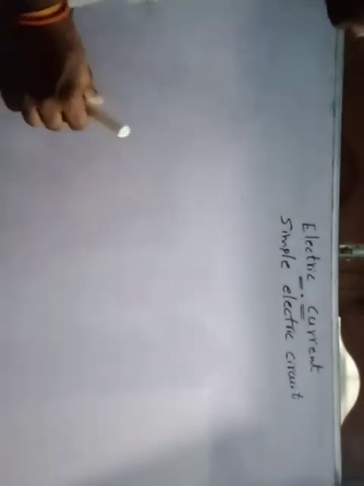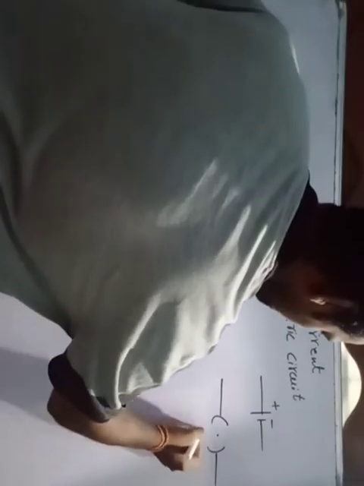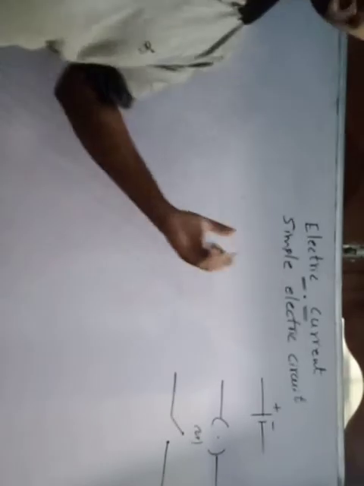In the circuit, what are the symbols for battery and switch? This is the battery symbol, plus and minus. And this is the symbol for switch. Or this is also a symbol for switch. Both are. So now, what does a simple electric circuit mean?